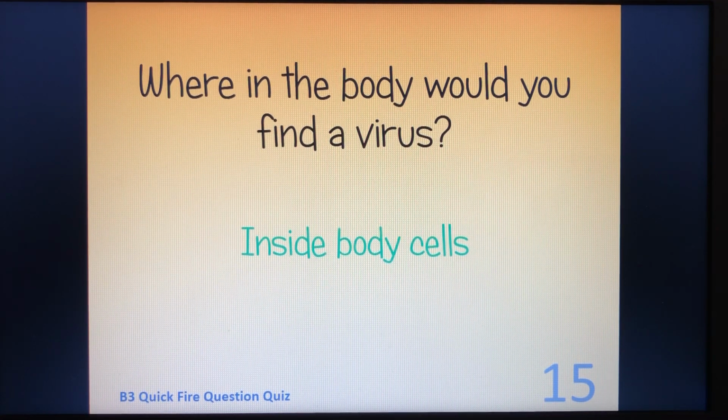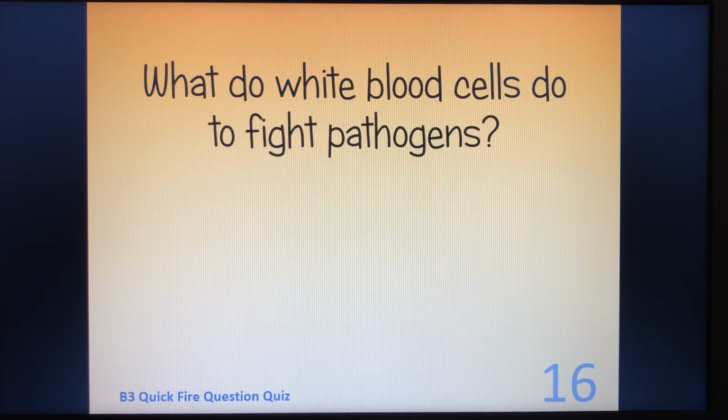Okay, question 16. What do white blood cells do to fight pathogens? We've had this in a previous quiz, but it's very specific to this topic. So what do white blood cells do to fight pathogens? And we've got 3 methods that we can look at for this one. Okay, 3 different functions of the white blood cells. Try and go for those keywords.